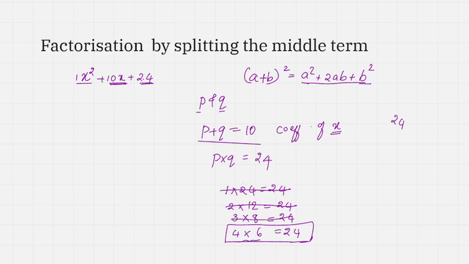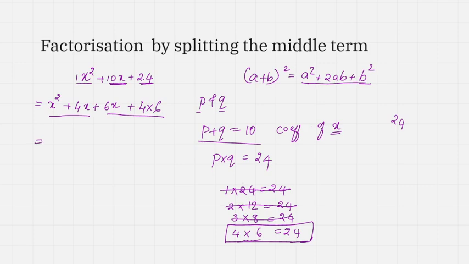So we have x square plus 10x plus 24, which is equal to x square plus, I am going to write 10x as 4x plus 6x, plus 24, which can be written as 4 into 6. Now I'll consider the first two terms together and the last two terms together. So I'll group the first two terms and the last two terms as groups.